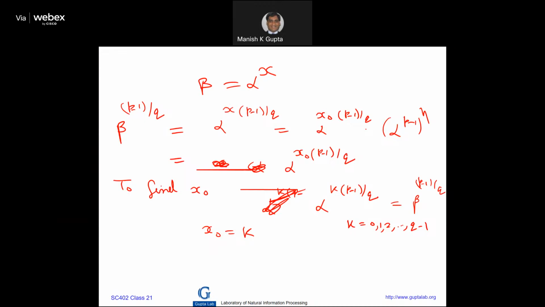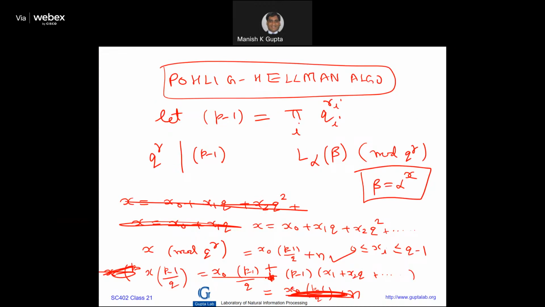So basically, in the expression, here we had x is equal to x naught plus x1 q plus x2 q square and so on. I'm able to find x naught till now, right? Only one term in this unknown. Now I need to find x1, then x2 and x3 and so on. So how do we do that? I'm going to again use a similar technique to find x1 and again repeat the similar technique to find x2 and so on. Okay.